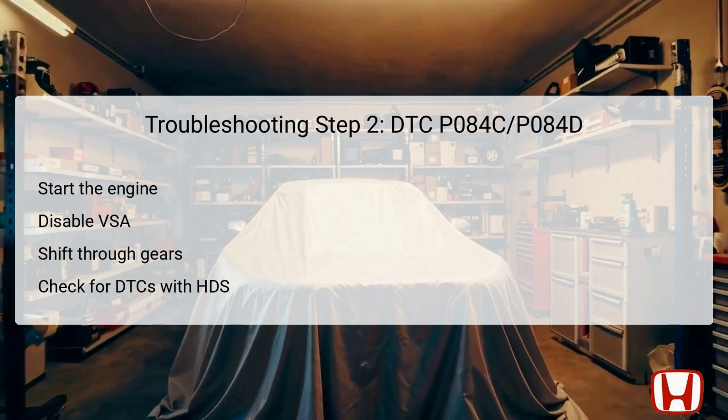Lastly, shift the transmission into the reverse, R, position/mode, to check if the DTCs reappear. This entire process allows the technician to closely observe any error messages appearing on the HDS, confirming whether the previous issues persist or if new error codes arise.